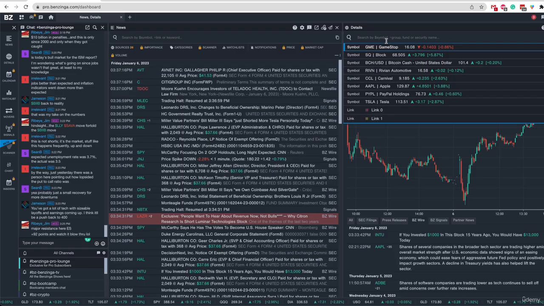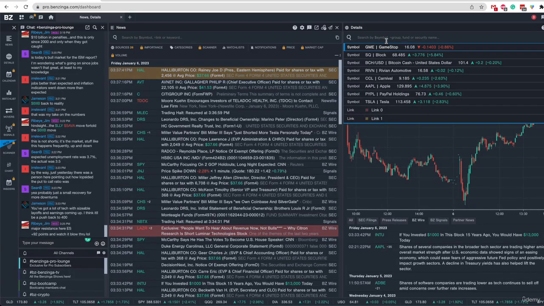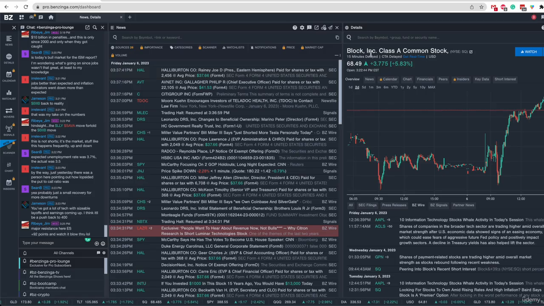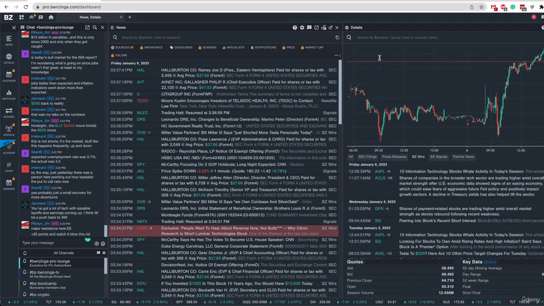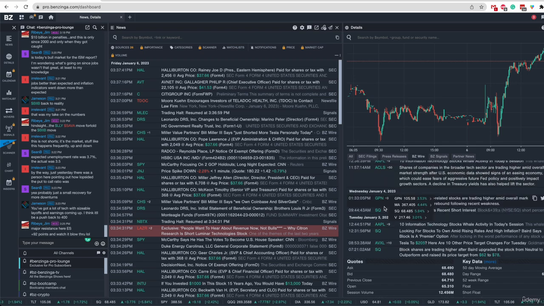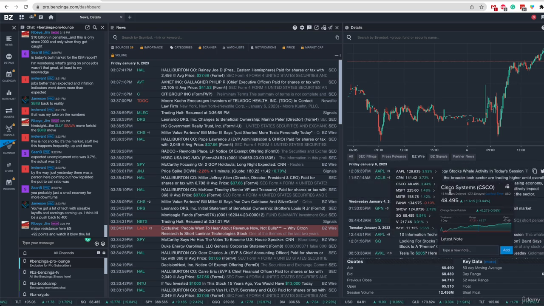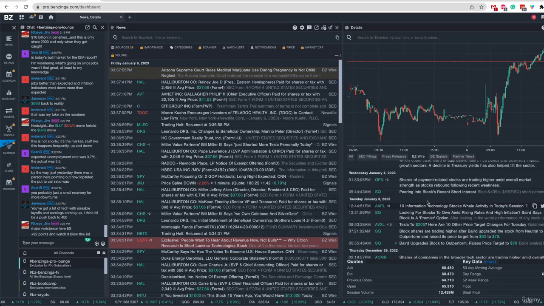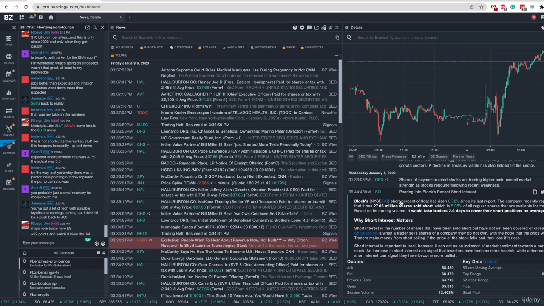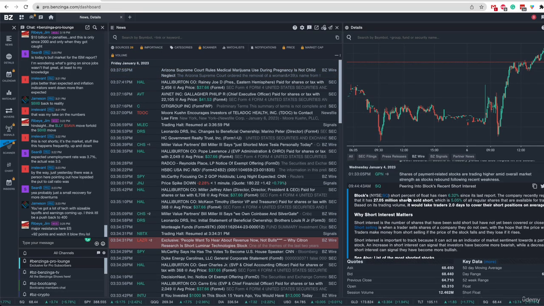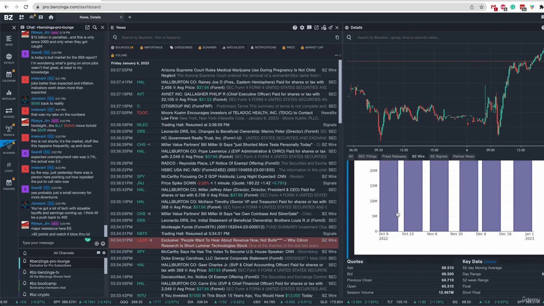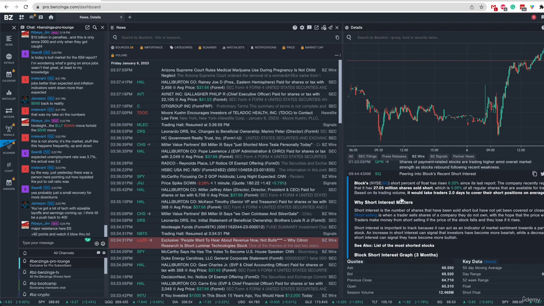For example, if I want to look at, let's say, a company like SQ. This is, by the way, not the SQQ I'm talking about. This is Block, a company, and I can see all the recent news related to the company. If there's anything interesting, for example, this one says there's a bit of a short interest here, so we've got to take a look at that. So again, guys, you see all the information.